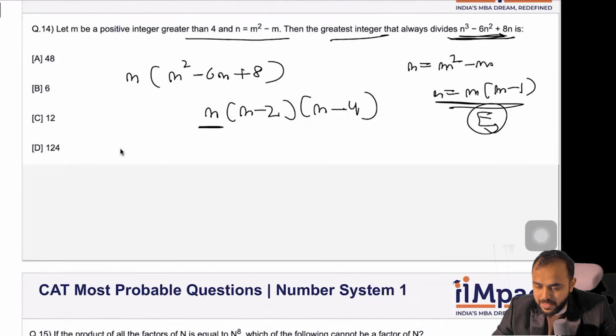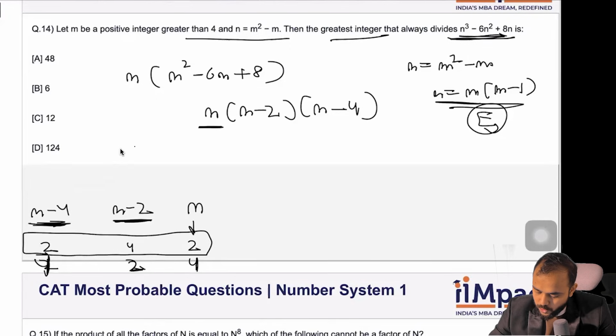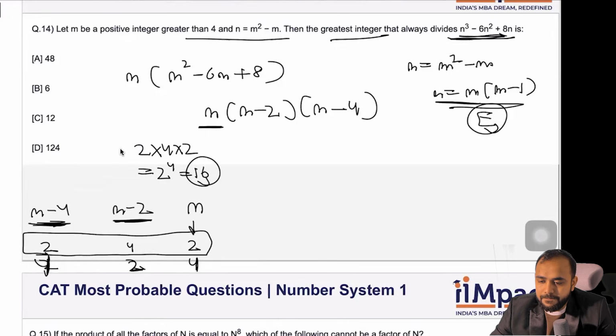Now, if n is an even number, and we look at n, then n minus 2, then n minus 4. If n is only divisible by 2 and not by 4, then n minus 2 will have to be divisible by 4, and n minus 4 will have to be divisible by 2 and not 4. You can also have this situation, that n is divisible by 4, which would mean n minus 4 is divisible by 4 and n minus 2 is only divisible by 2. So in the worst case, you are going to get 2 into 4 into 2, that is 2 to the power 4, or 16, as a factor of n into n minus 2 into n minus 4.